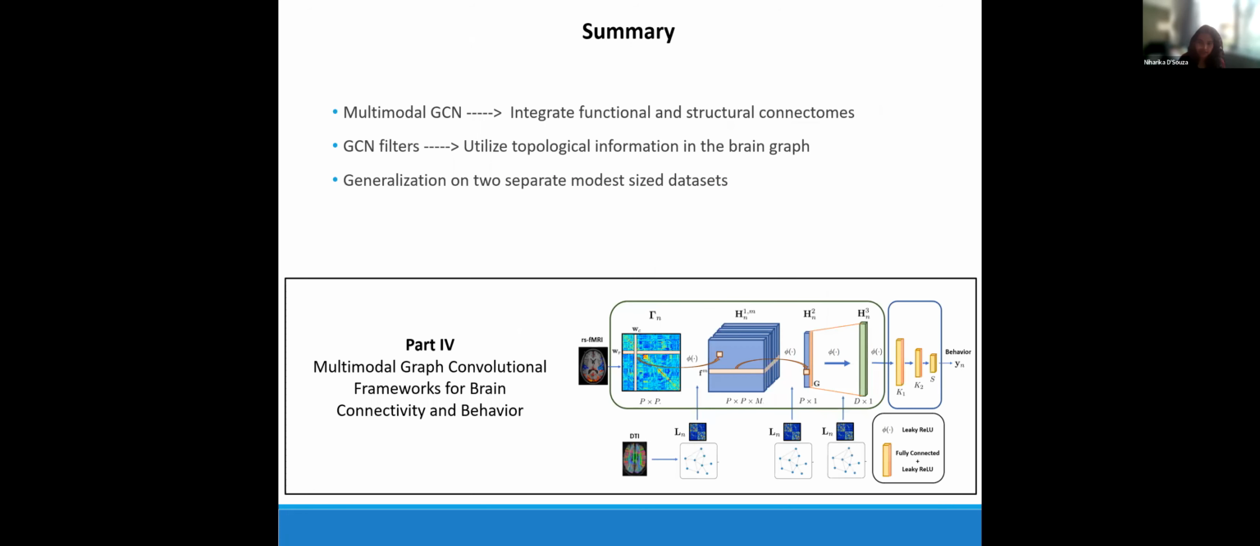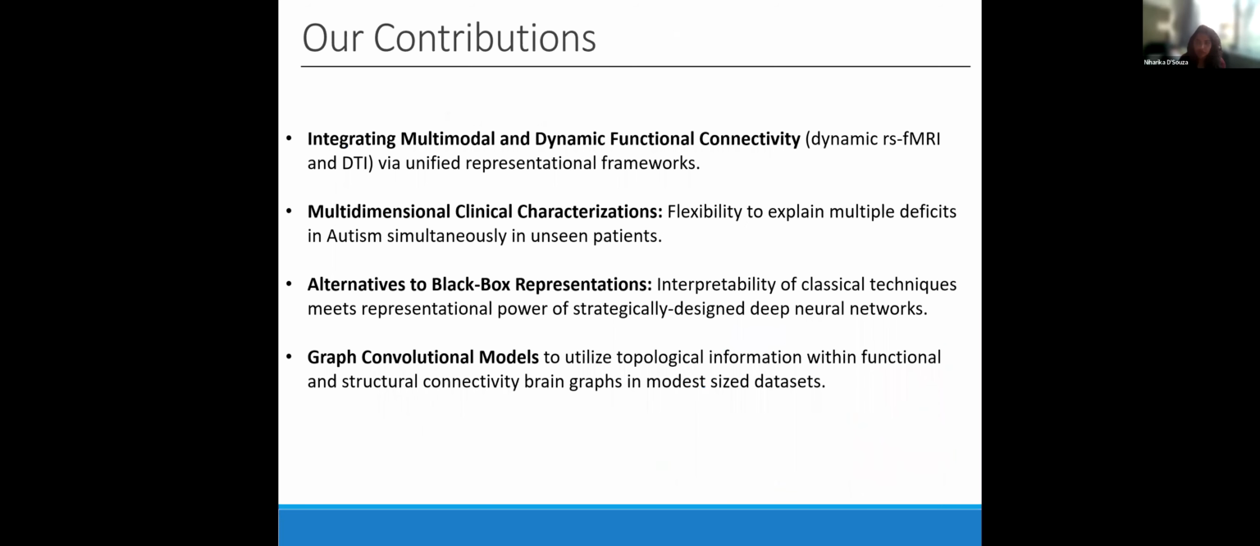To summarize this section, our multimodal GCN helps integrate functional and structural connectivity data. Our filtering operations leverage topological information within the brain graph and help us extract representations that are clinically predictive. This framework shows promise at generalizing on two data sets for predicting behavioral information. So since we are at the end of the talk, here's a brief highlight of the main contributions.